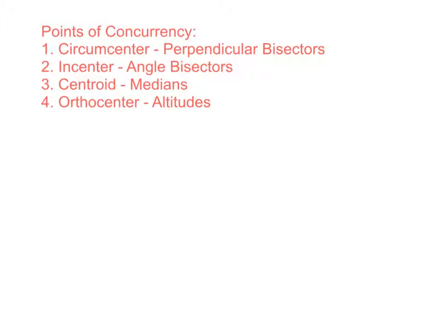So we have 4 points of concurrency that we're going to focus on. 2 of them, numbers 1 and 2, are going to be in this section, and 3 and 4 will be in the next section of our notes. So today we're going to focus on circumcenter and incenter. The circumcenter is formed by the perpendicular bisectors of a triangle. The incenter is formed by the angle bisectors of the triangle. The centroid is formed by the medians of the triangle, and the orthocenter is formed by the altitudes of the triangle.